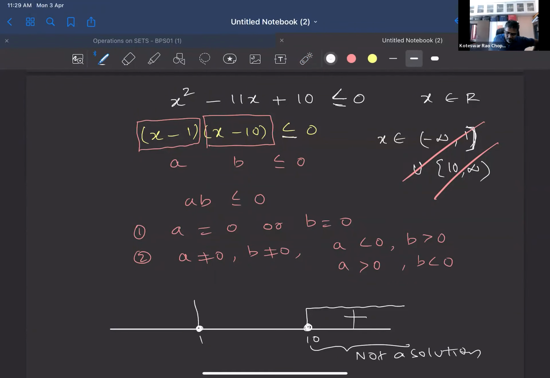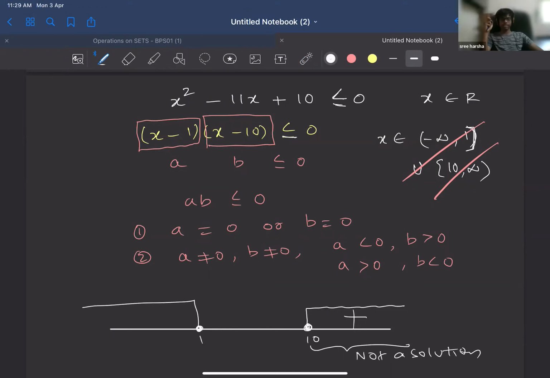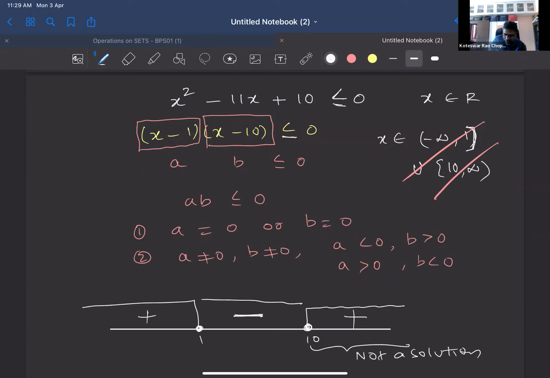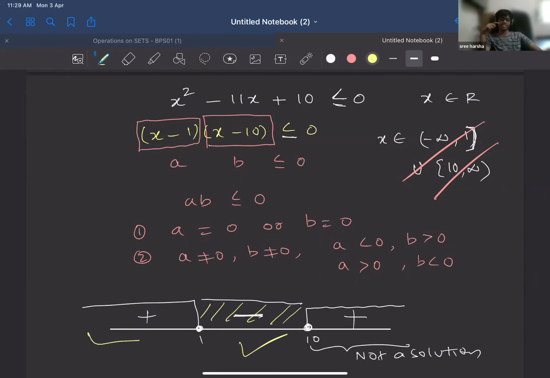If you take any value less than 1, what will happen? Your x minus 1 will become negative. Then your x minus 10, will it become negative or positive? Negative. Negative into negative will be what? Positive. So that means this is also positive. So only the values in between will make it negative, right? So what is your solution set really? This is also not a solution.